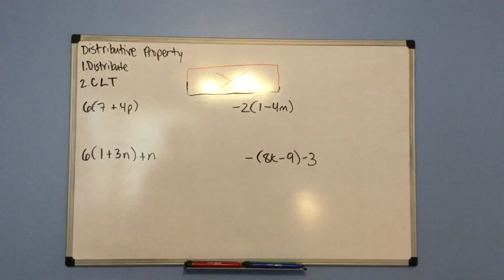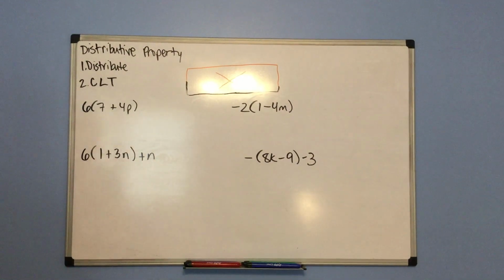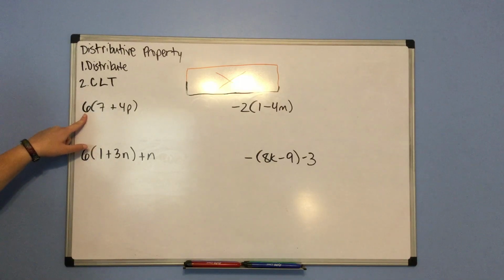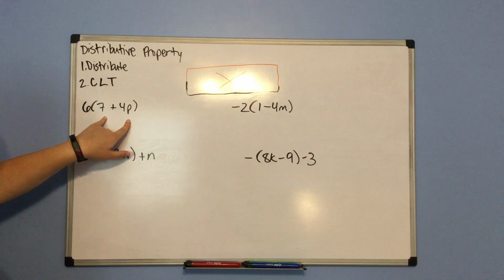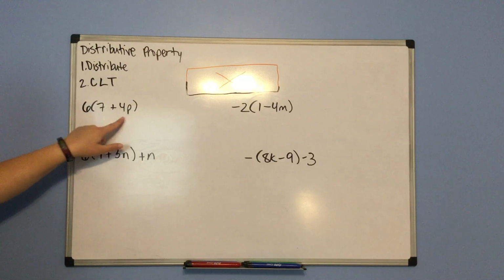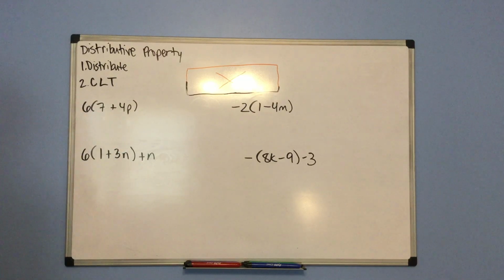This video will help you with the distributive property. The distributive property deals with when you have a number or variable, or sometimes both, in front of a set of parentheses. The way we deal with that is we need to distribute or multiply whatever's in front of the parentheses by everything that's inside the parentheses.